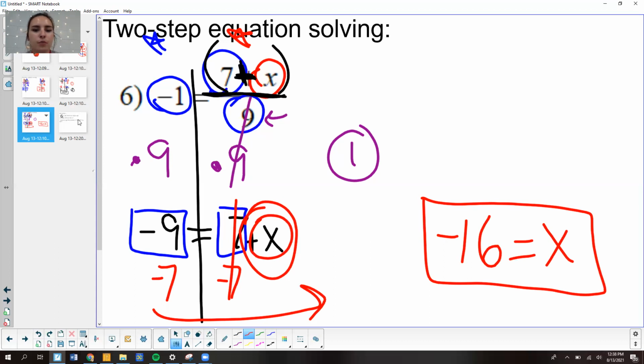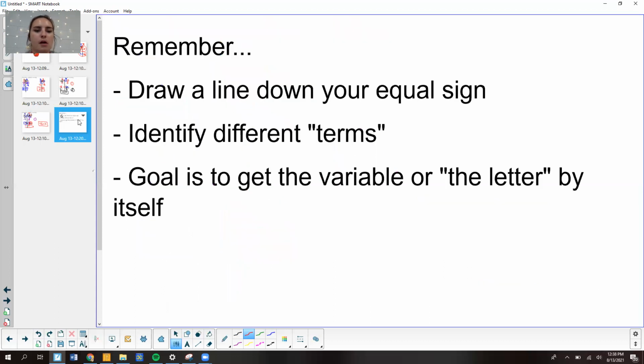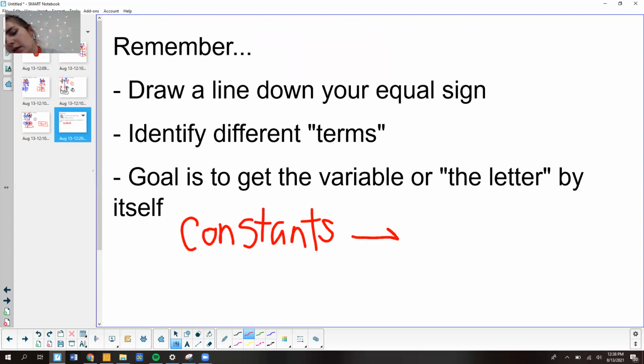So as you're working through this worksheet with your teacher today, remember to draw a line down your equal sign. You can go ahead and start by doing that if you want. If you want to go through every single problem, draw a line down the middle of your equal sign so you don't forget, go for it. Make sure you identify different terms. So remember, constants are going to be your numbers without letters, I guess I will say.